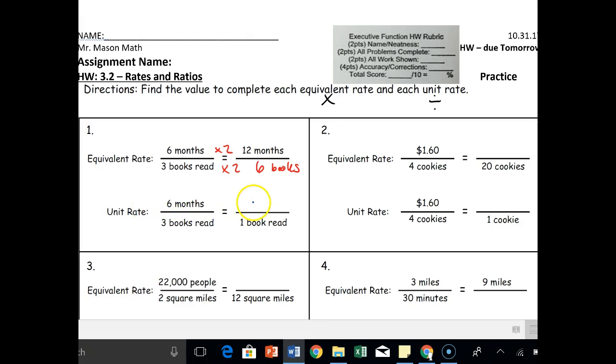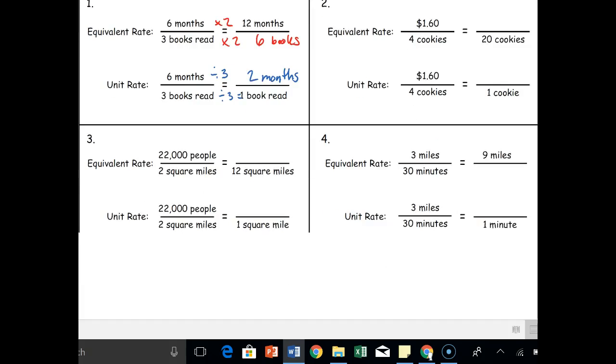And then for the unit rate, remember we want to divide. So 3 divided by what gave us 1? Well, it was divided by 3. That equaled 1. So then do the same thing, divide by 3. So 6 divided by 3 is 2 months. Got to have the right units, right? So you get 1 book read every 2 months, right? Let's go on to number 3.